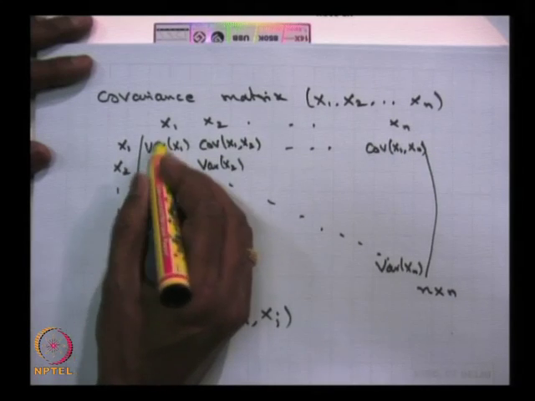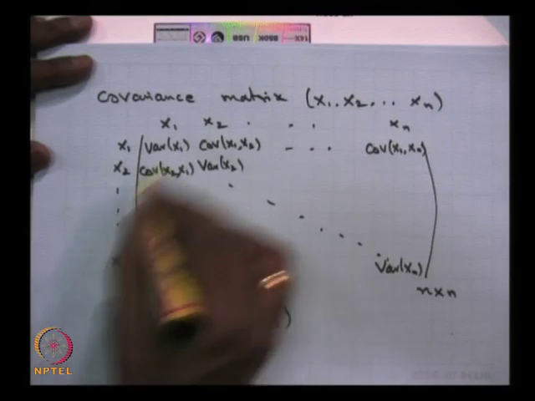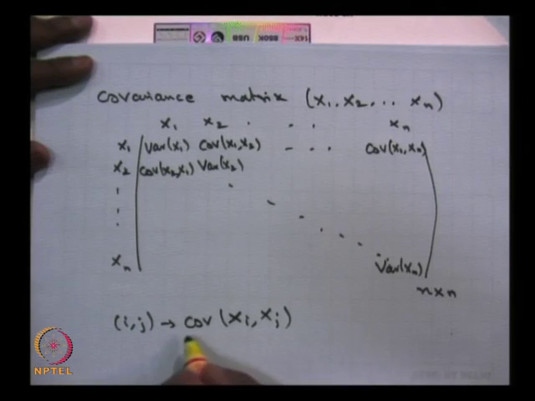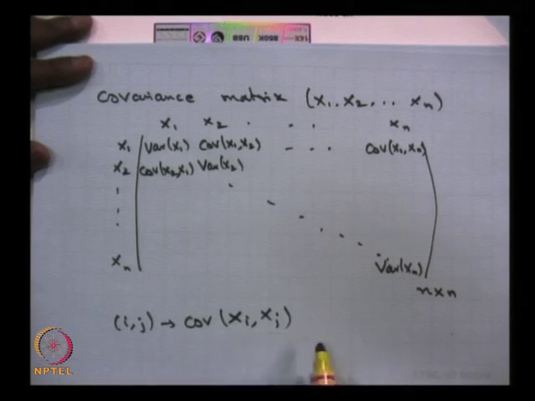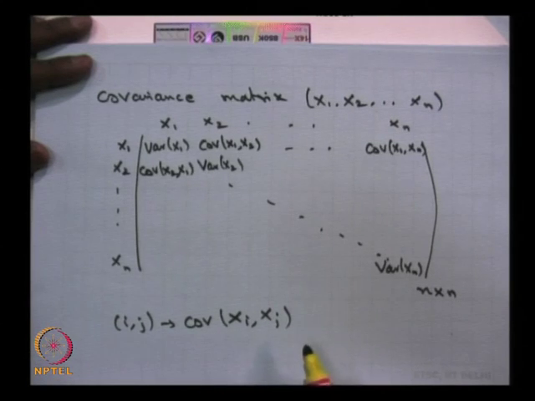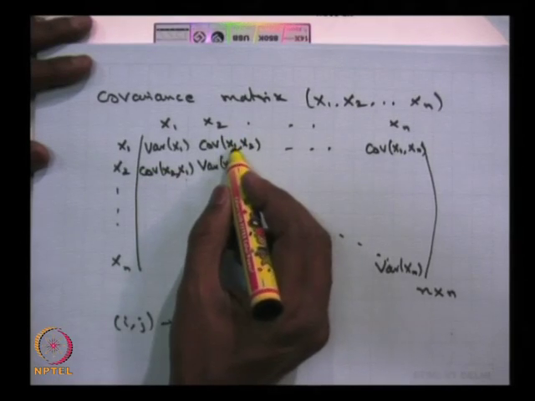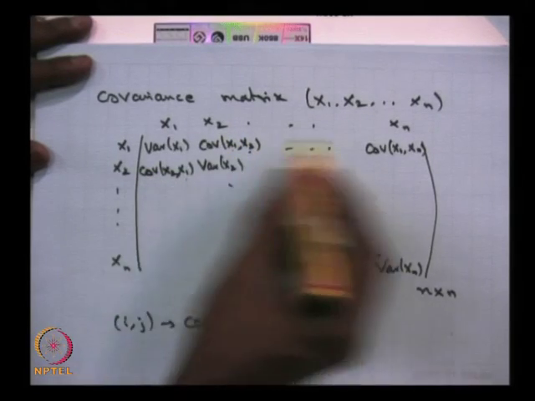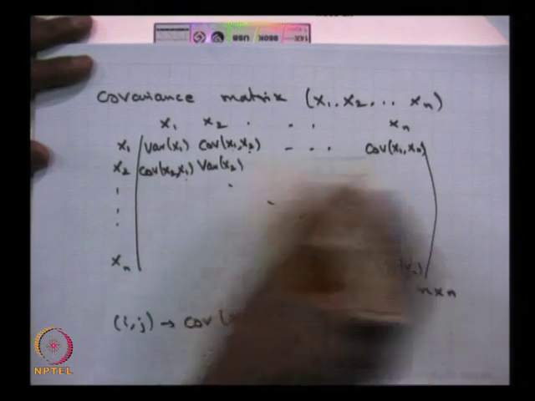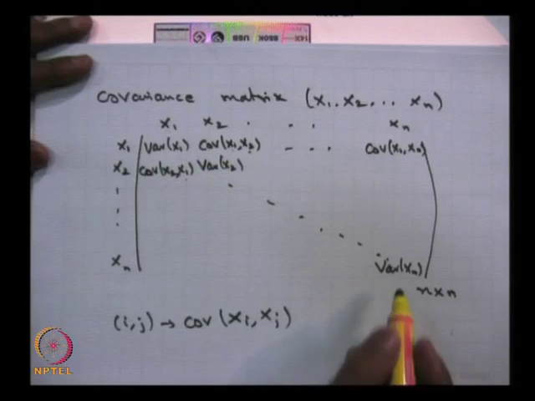Similarly, the second row, first column will be the covariance of x2 with x1, and you can use the other property, that the covariance of xi, xj is the same as the covariance of xj with xi, because you are trying to find the expectation of x into y minus expectation of x into expectation of y. Therefore the covariance of x2 with x1 is the same as x1 with x2. So whatever value you get, it is going to be a symmetric matrix, and all the diagonal elements are going to be the variance.